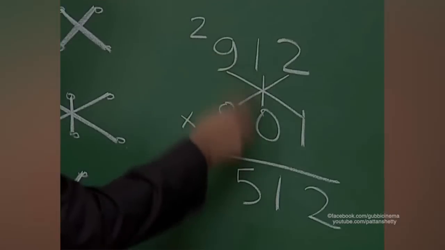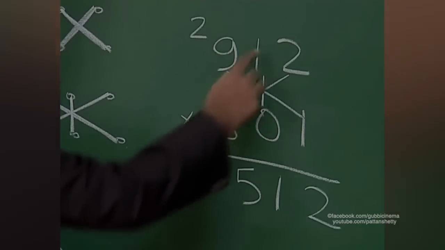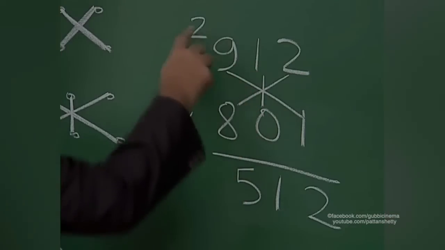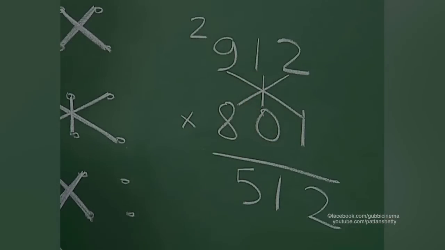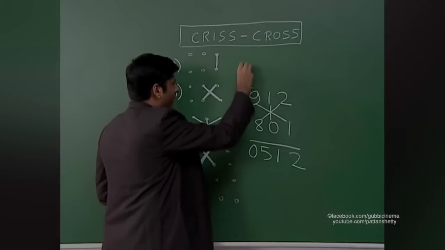So 9 times 0 is 0. 8 times 1 is 8. 8 plus 0 is 8 and 2 carried over gives me 10. I write 0 and carry over 1.